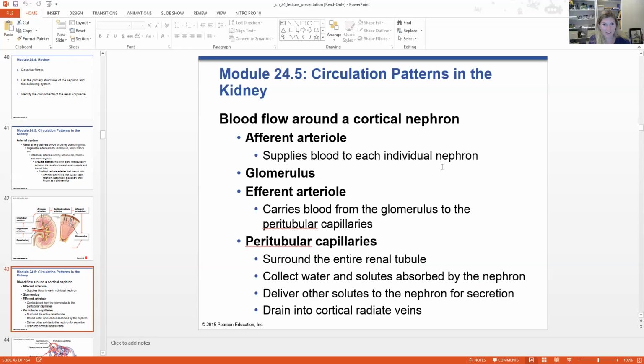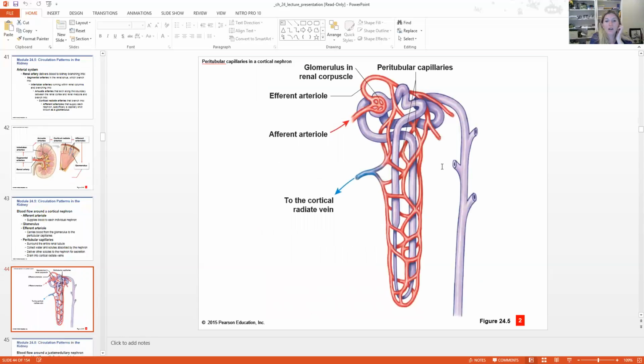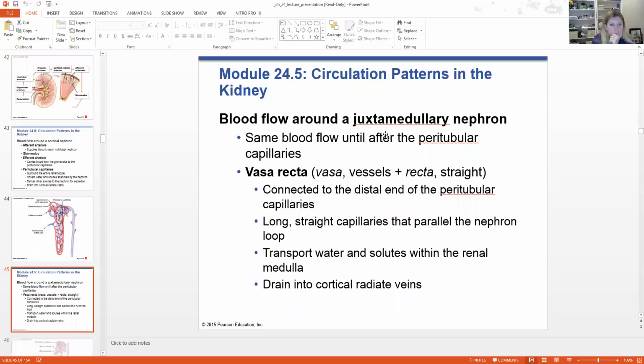veins. Can you figure out how it gets back to the renal vein from here? Cortical radiate vein. And then we're going to go into our arcuate vein, into our interlobar vein, etc. So there you can see the cortical radiate vein. You can see that spiderweb network. It legit is just like that, right? Just a whole network of capillaries surrounding this whole structure. Anything that's reabsorbed is just going to be taken right back into our blood.